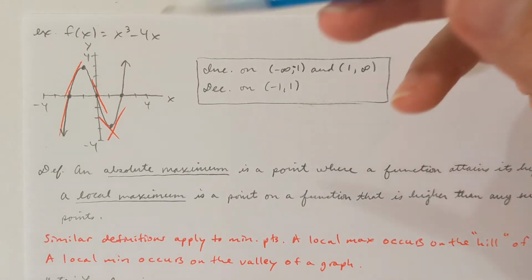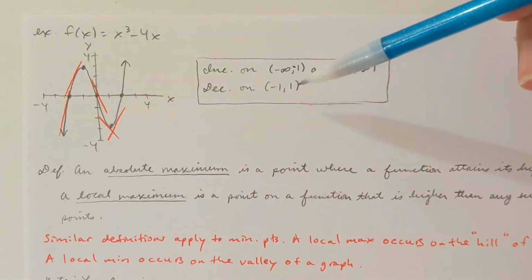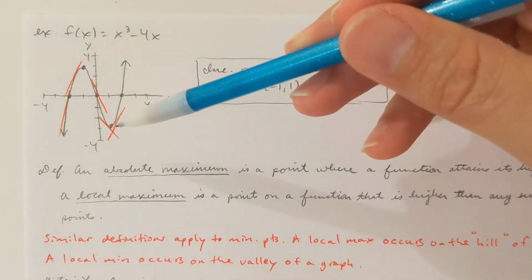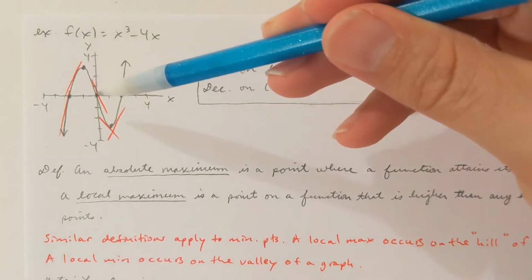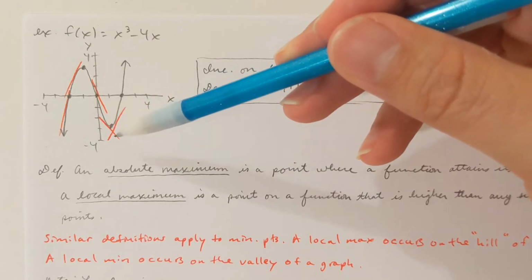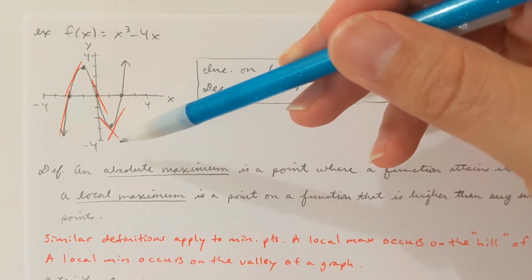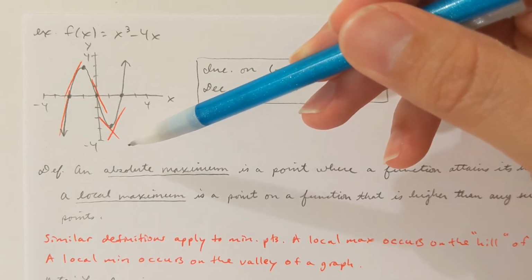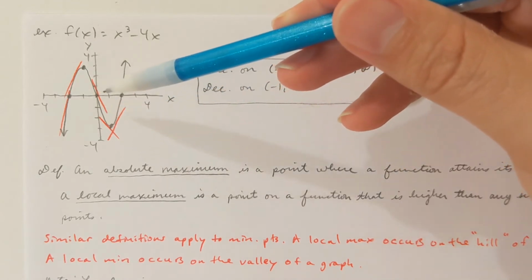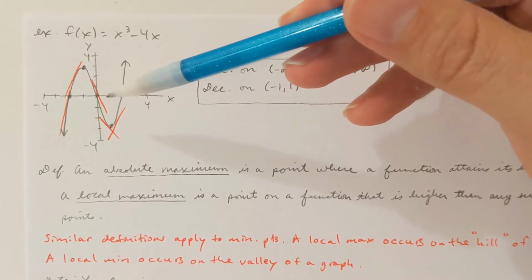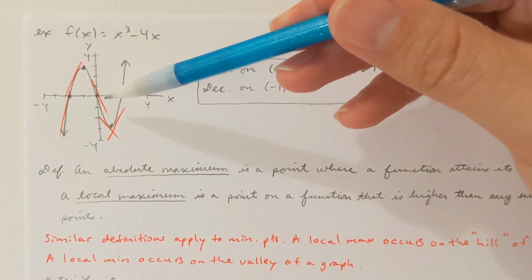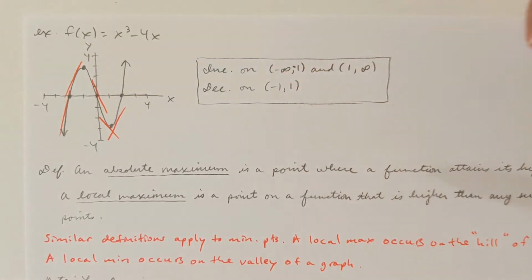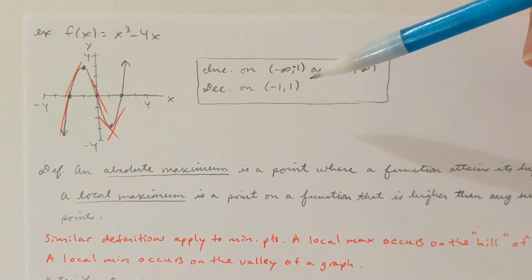So then I'd be decreasing in the center spot, negative 1 to 1. Decreasing means that anywhere that I would draw a tangent line, I'm going to have a negative slope on that line, and so the line is going to be slanted in the negative direction, and that indicates that we're going to be decreasing on that part of the graph.